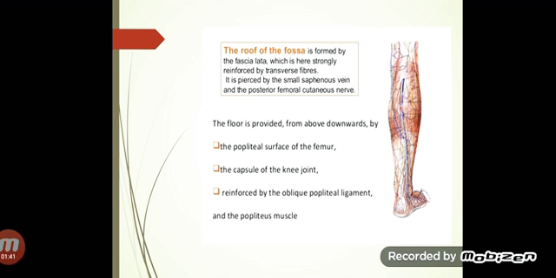The roof of the fossa is formed by the fascia lata, which is here strongly reinforced by transverse fibers. It is pierced by the small saphenous vein and the posterior femoral cutaneous nerve. The floor is provided from above downwards by the popliteal surface of the femur, the capsule of the knee joint, reinforced by the oblique popliteal ligament, and the popliteus muscle.